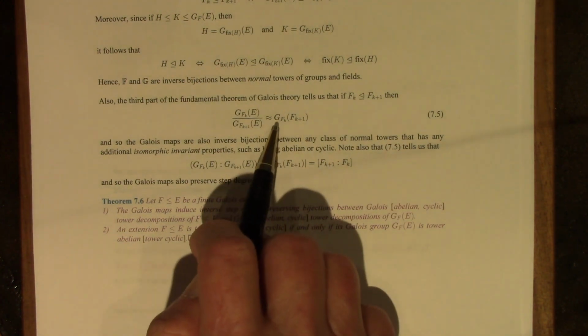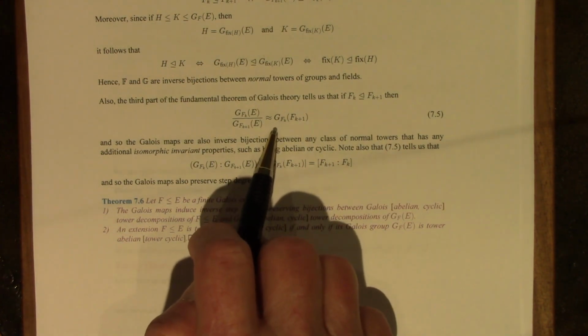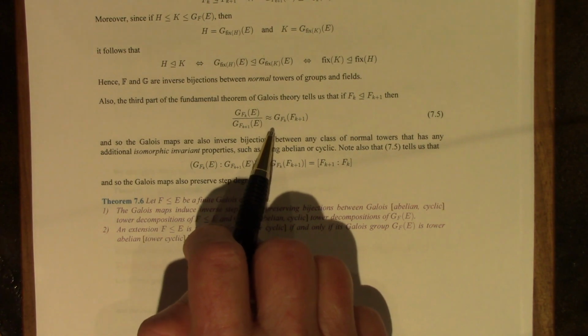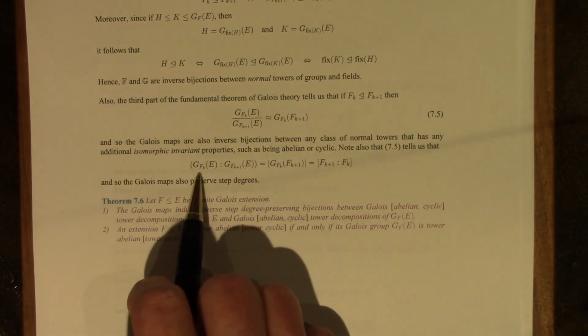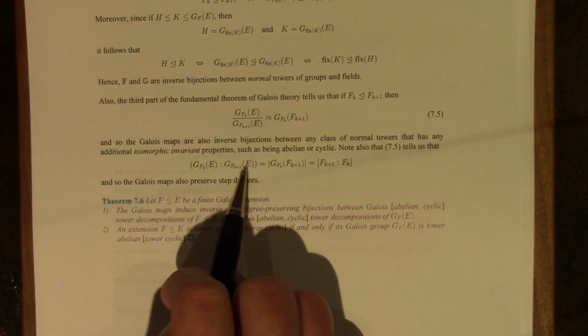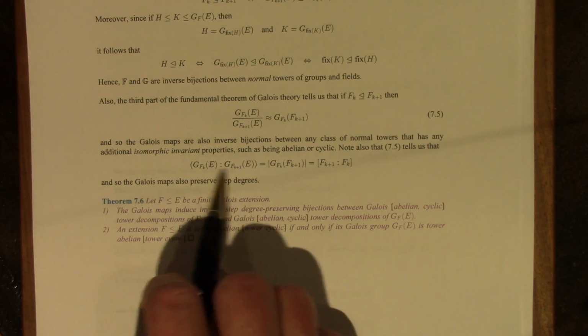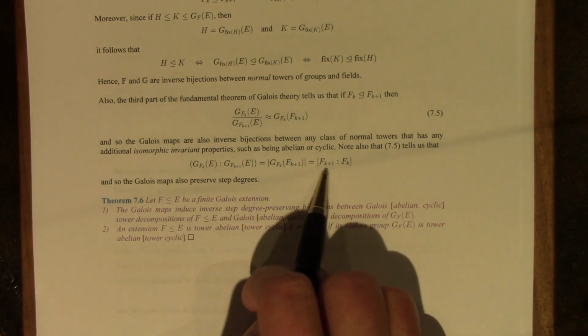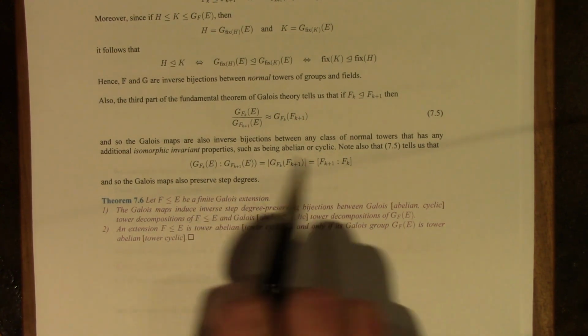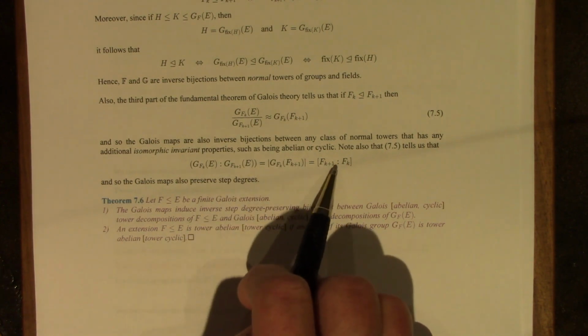Also, by the way, the second part of the fundamental theorem of Galois theory tells us that the index, which we're calling the degree to save a little windage, the degree of the group extension here is equal to the degree of the field extension. So for the individual steps, the degree is preserved.